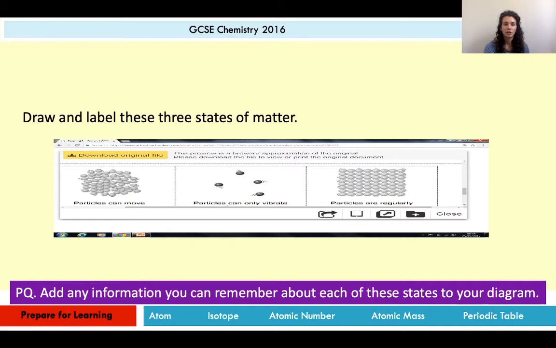So I would like you to draw out the 3 states of matter, please, and just write a very simple description for them. Okay, and if you need to use BBC Bitesize or your old notes to do that, that's great.